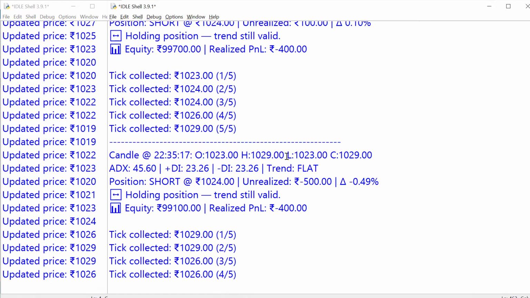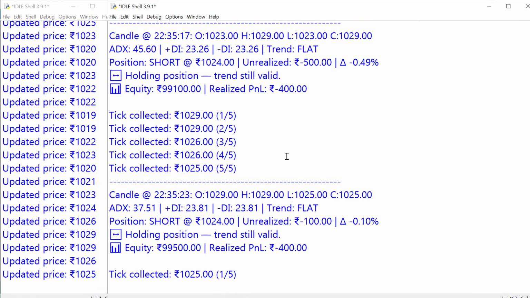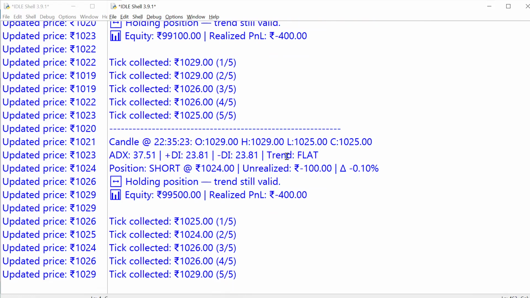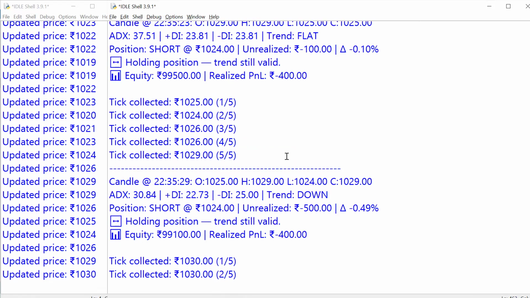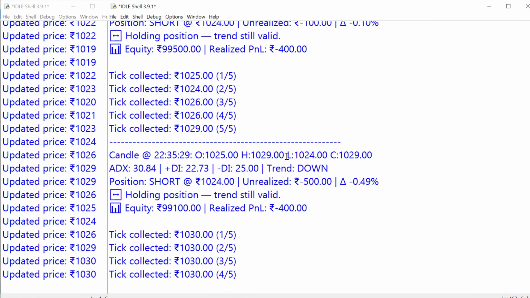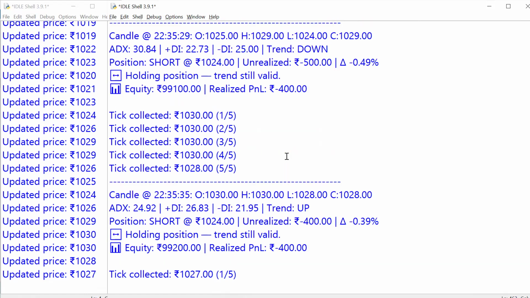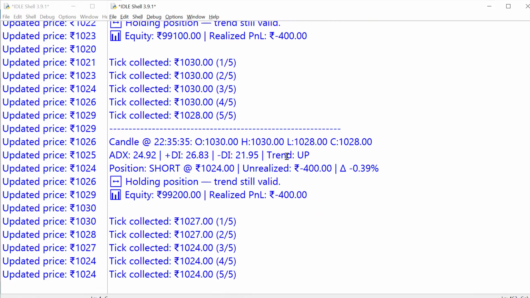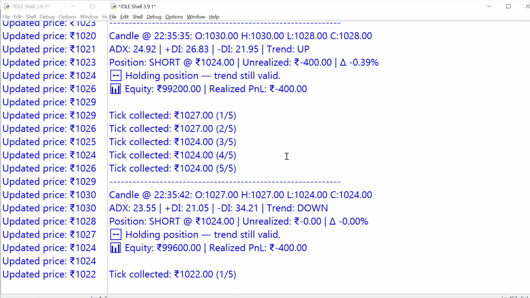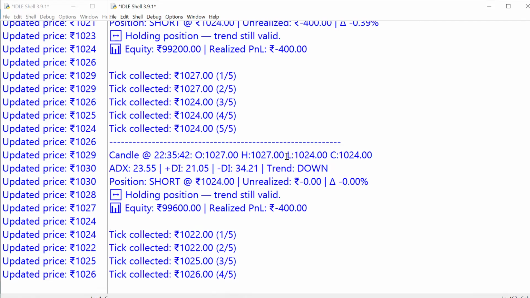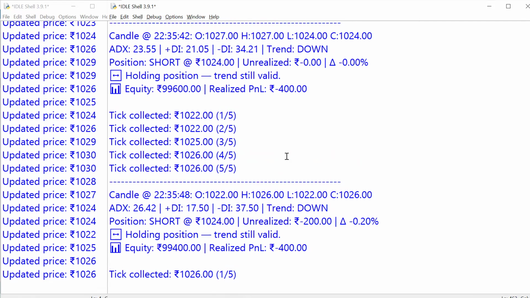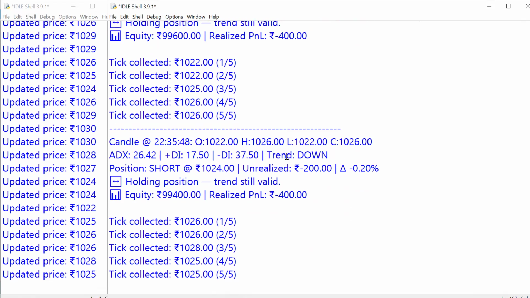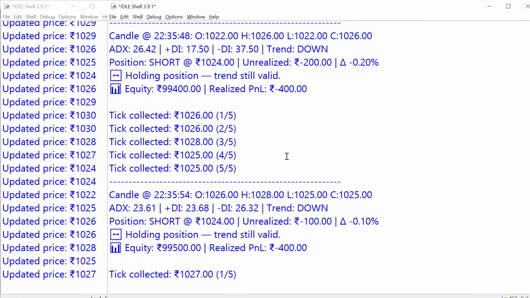Okay, the trend is flat. It's unrealized profit, because DI and ADX are almost the same. You can see the price is trading in one particular range only. Again the DI is slightly greater. We have downtrend. Unrealized profit is 400 only. It's completely okay to book the loss rather than making a big loss. So the best part of trading is if you are in a discipline, you are going to win for sure.